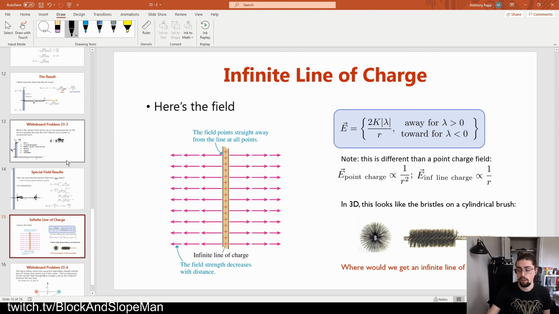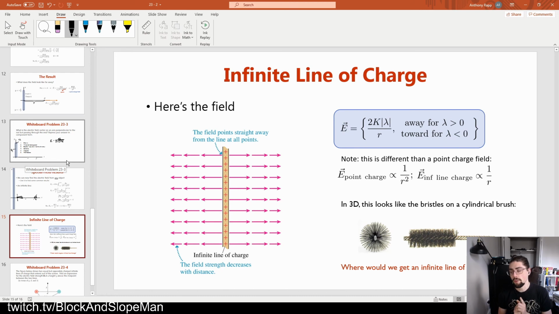It actually kind of looks like one of these bristle brushes, what the electric field would look like, right? Going radially outward from the wire. And then depending on whether that charge is positive or negative, that will tell you about the sign of the field. Naturally, positive radiates the field out, negative pulls the field in.